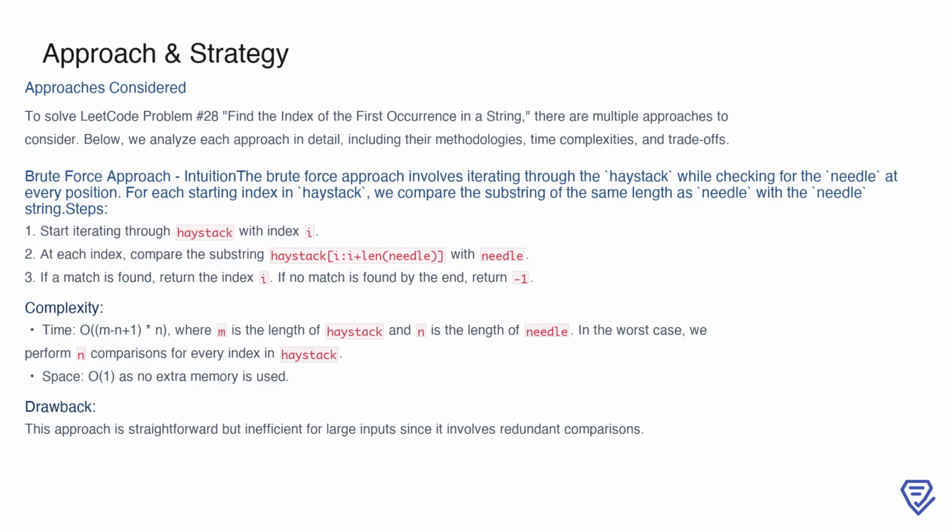This method has a time complexity of O((m-n+1)*n), where m is the length of haystack and n is the length of needle. Essentially, this means that for each potential starting position, we perform up to n comparisons, making it inefficient for larger strings. On the positive side, it requires no extra memory and is conceptually easy to implement. However, the main drawback is its inefficiency due to redundant comparisons, particularly when dealing with long strings or repeated patterns.